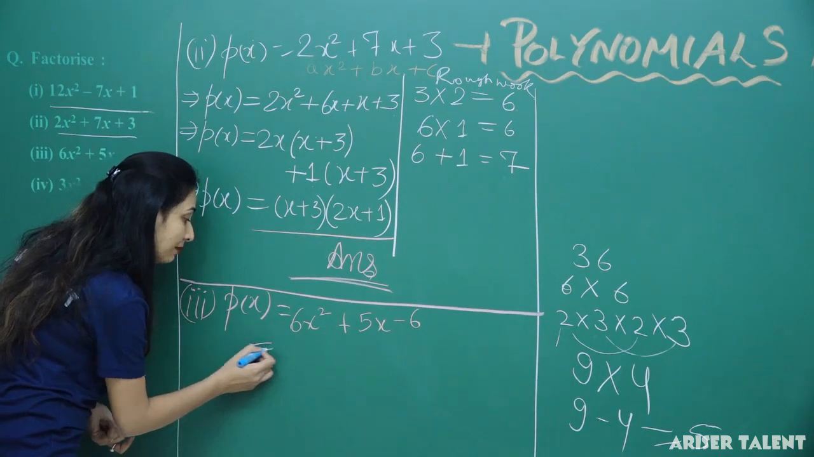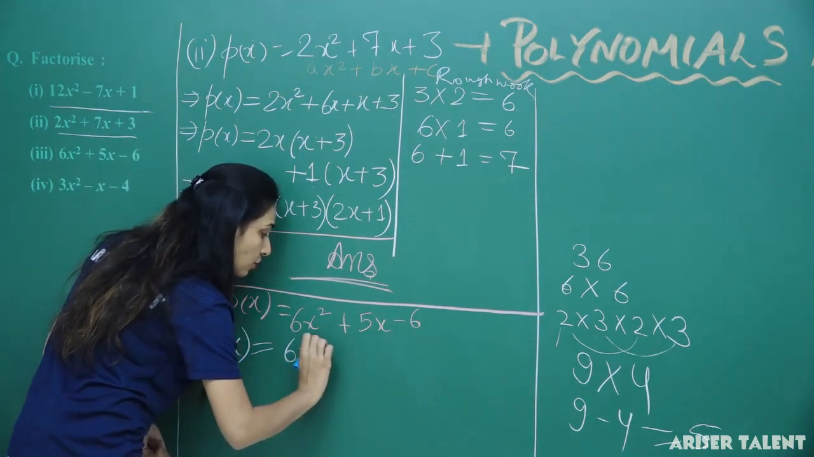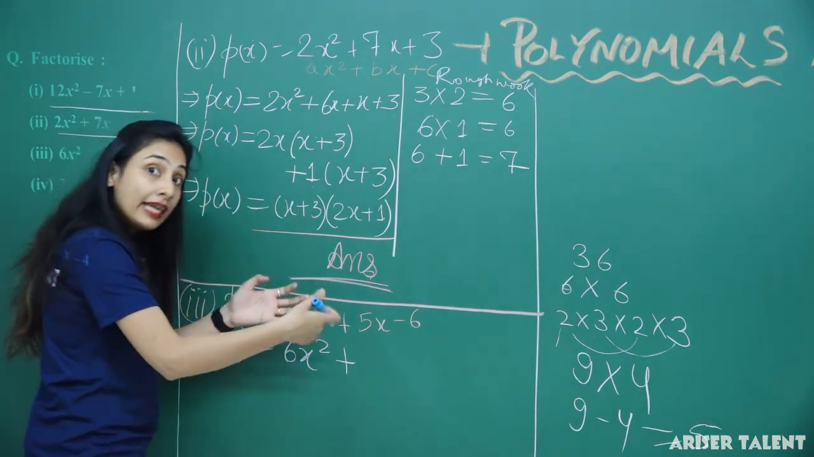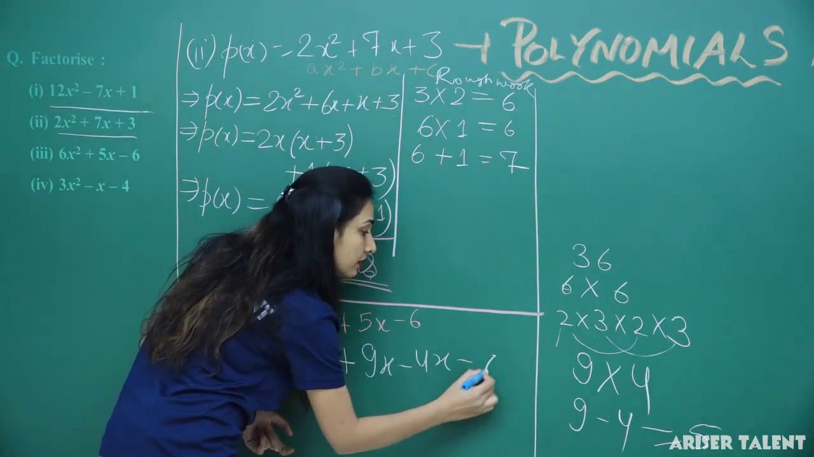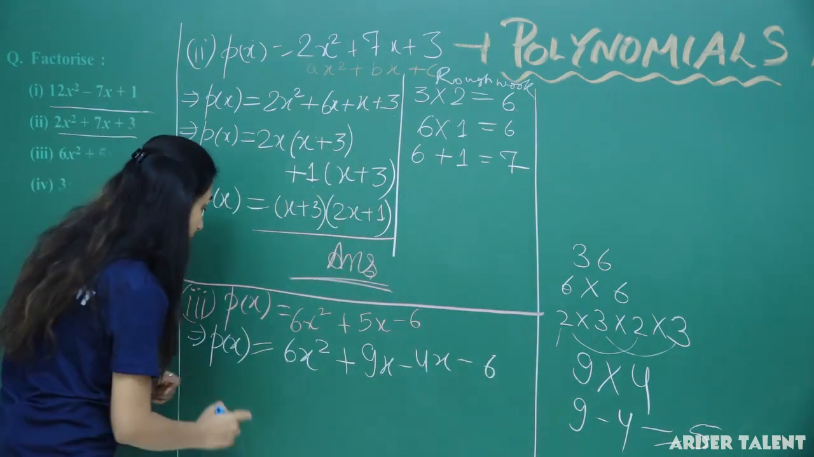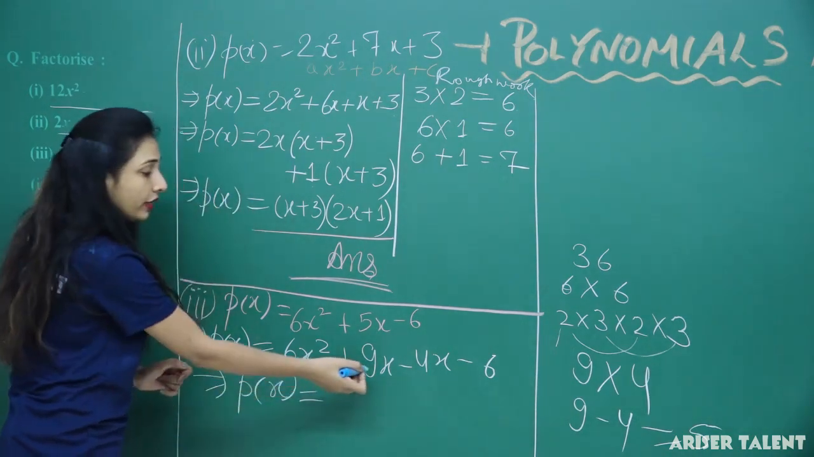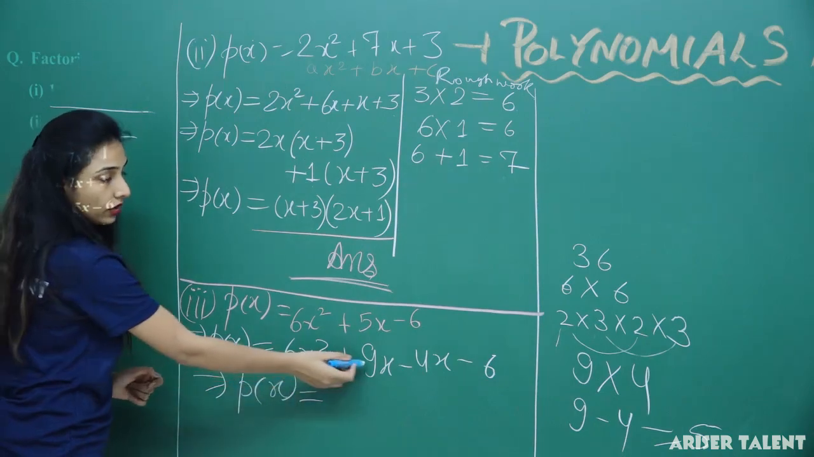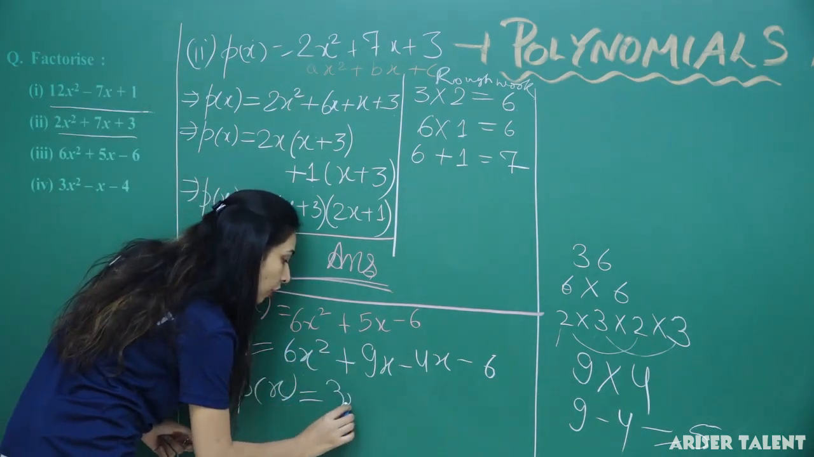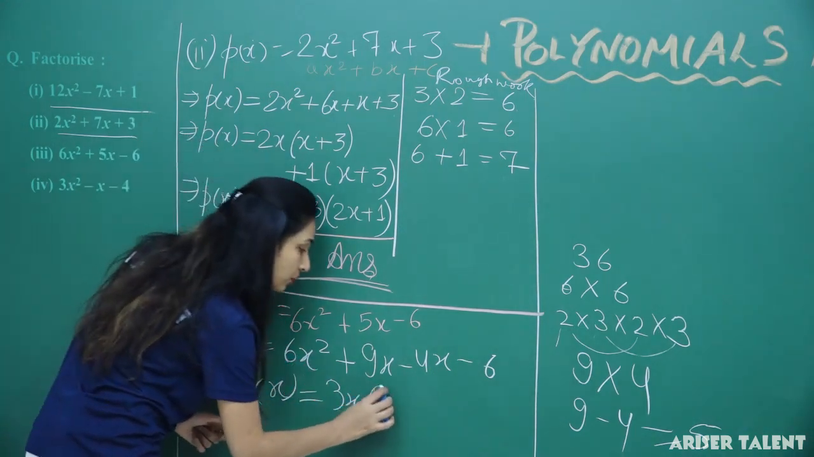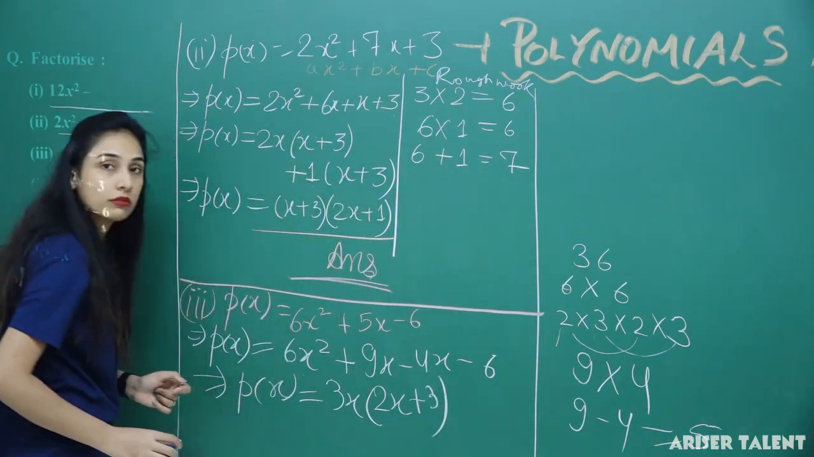Okay. So, that can be written as simply 6x square plus 9x minus 4x minus 6. Okay, understood. Now, that can be written as, what will you take common from them? 3, right? 3 can be taken common here. 3 and x. Okay. So, 3x is common. If it is 3x here, that will be 2x remaining plus 3 common.